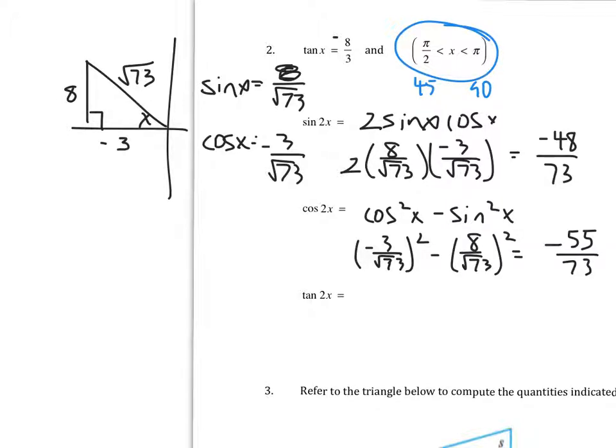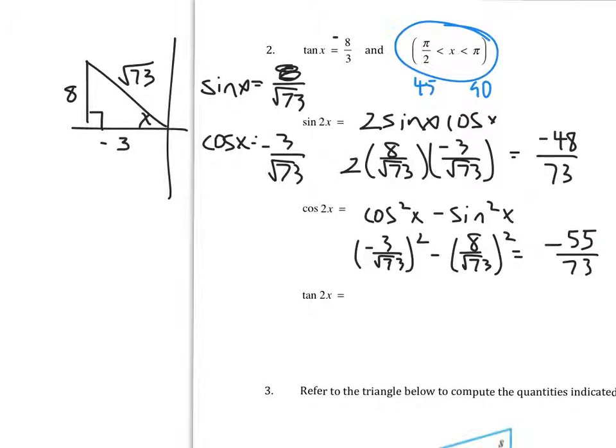So the reason why the sine could be negative 48 over 73 is because if we double any angle from 45 to 90, it could go anywhere from quadrant 2 to quadrant 3. So by doubling, this must be in quadrant 3 now. Just something to think about.